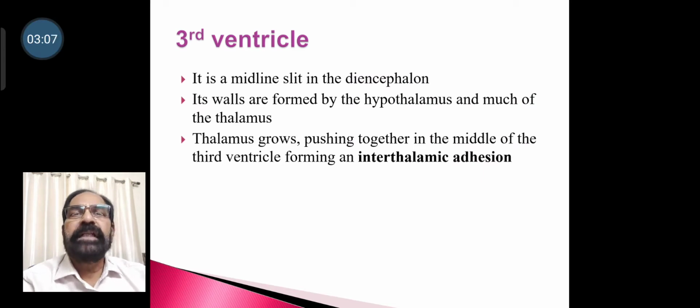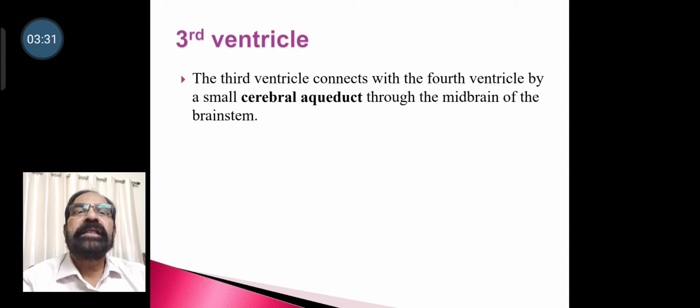Then we come to the third ventricle. It is a midline slit in the diencephalon. Its walls are formed by hypothalamus and much of the thalamus. Thalamus grows, pushing together in the middle of the third ventricle, forming an adhesion, that is interthalamic adhesion. The third ventricle connects with the fourth ventricle by a small cerebral aqueduct through the midbrain of the brainstem.